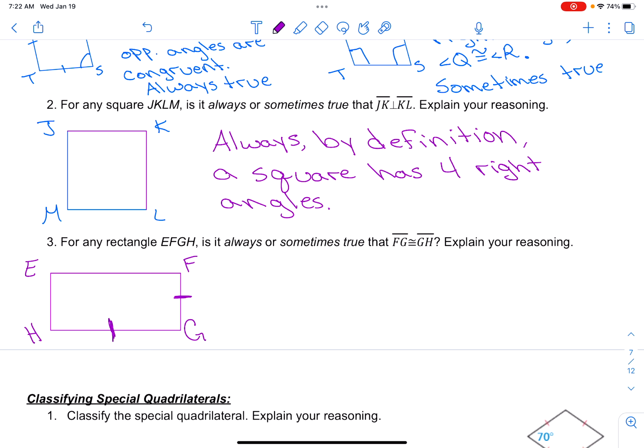Well, in a rectangle, we know that we have two short sides and two long sides, right? So in this case, a rectangle doesn't normally have the same measurement for the side and the bottom, right? However, in this weird case, remember that a square is a rectangle, or a rectangle is a square. They kind of are interchangeable that way. So this would sometimes be true because some rectangles are squares.